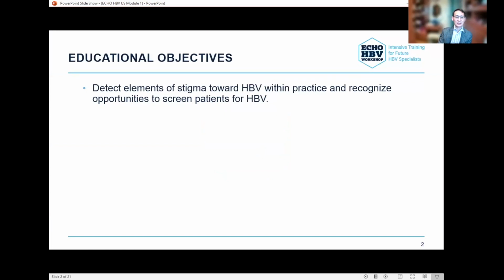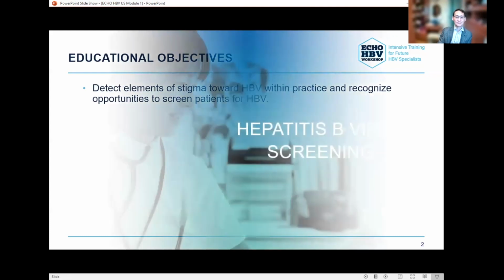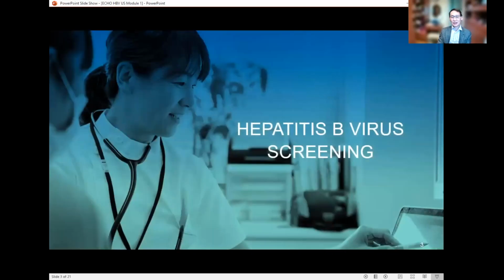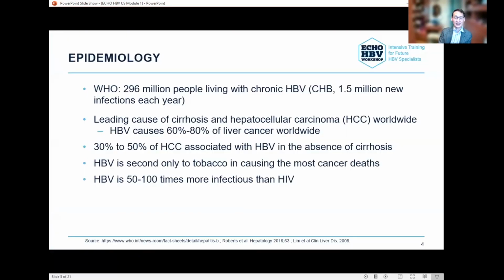This is the education objective. We're going to learn HBV management and identify those patients that have a potential to get diagnosis and treatment. So let's start with the hepatitis B virus screening. Many of you may be aware of the new CDC guideline. We're going to get into it in a moment.